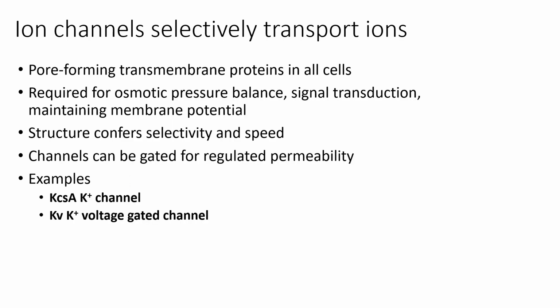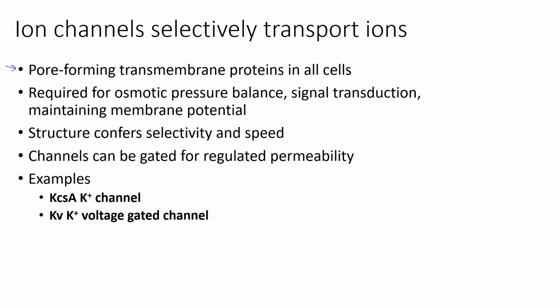So let's now actually switch gears a little bit and start talking about ion channels. So we talked a little bit about ionophores, which help to move ions. But here we have ion channels, and these selectively transport ions, and they are transmembrane proteins that go all the way across the cell membrane. And these tend to be pore-forming proteins, where the ion can travel down the center of the pore, either into or out of the cell.